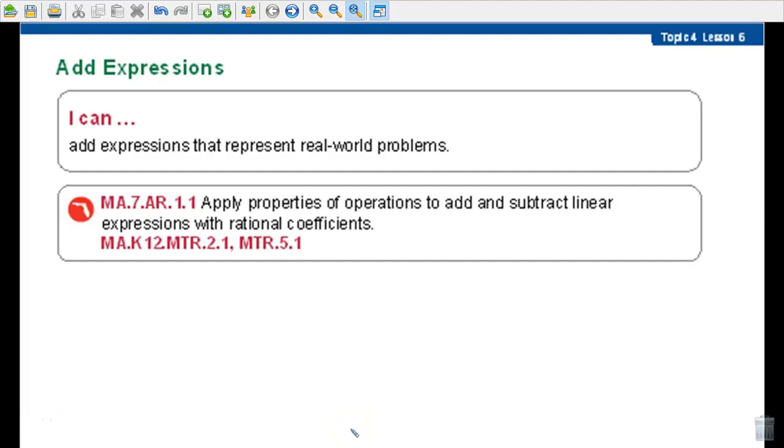We've got topic 4, lesson 6 here today, add expressions, okay? I can add expressions that represent real world problems, all right? This aligns with MA 7AR 1.1, apply properties of operations to add and subtract linear expressions with rational coefficients.